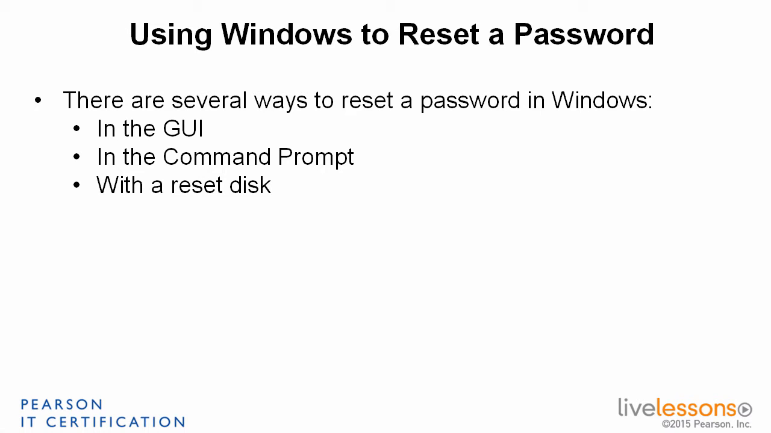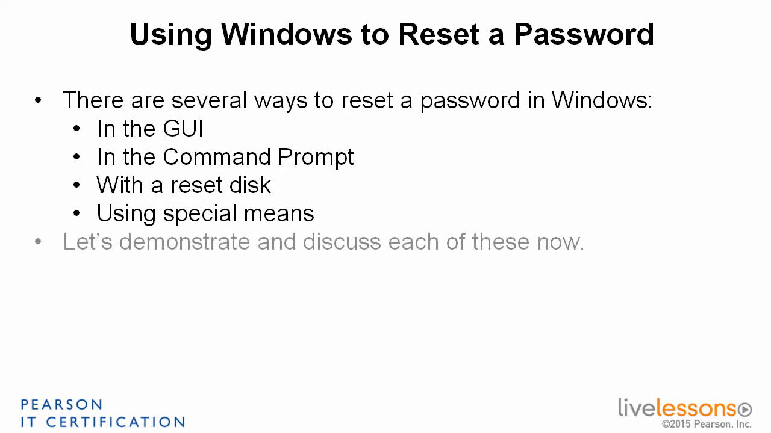Also, we could use a reset disk. Now, the reset disk has to be created prior to wanting to reset the password. So we'll show how to create a password disk also. And then, of course, using special means, you might be able to boot off of the Windows disk to help you to change the password, or use a third-party disk or third-party bootable media. You could use USB flash drive also. So let's demonstrate and discuss each of these now.